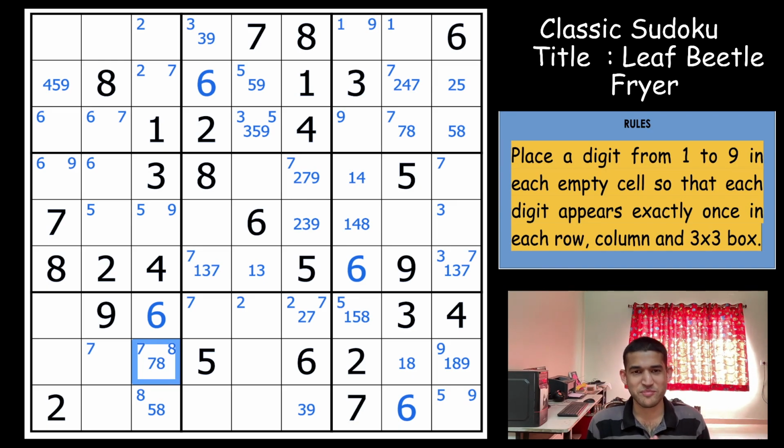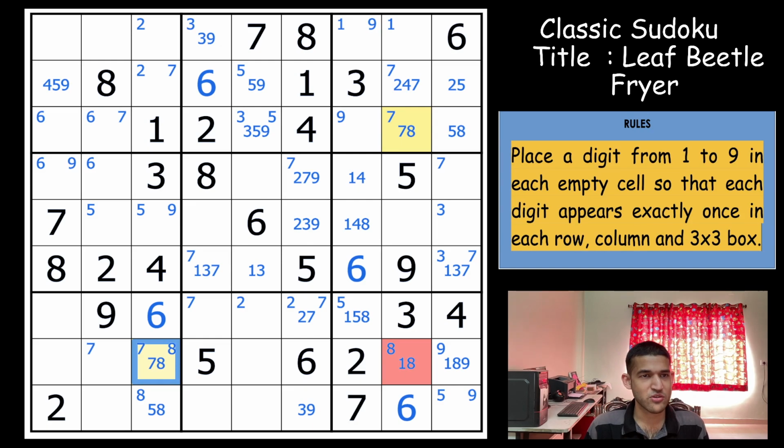Oh, wow, superb. This is awesome, guys. This is awesome. And that brings a smile to my face, really. Look at this cell. Really nice. So if this cell is going to be an 8, look what it forces. This cell becomes a 7. Let's mark it yellow. And this also becomes a 7. Again, marking with the same color.